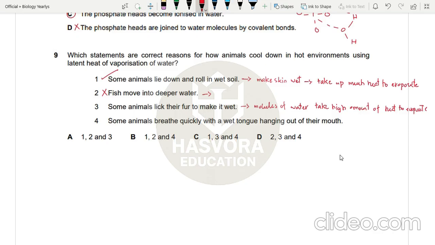Some animals breathe quickly with a wet tongue hanging out of their mouth. This is the same effect, because in this case their tongue will be wet and the water molecules will be evaporated from their tongue. So 4, 3 and 1 are correct. So 1, 3, 4, C is the correct answer.